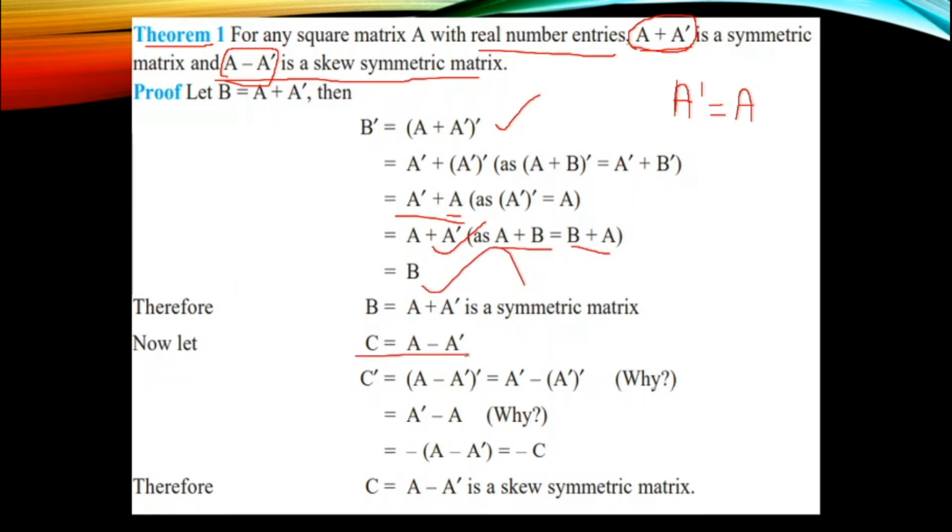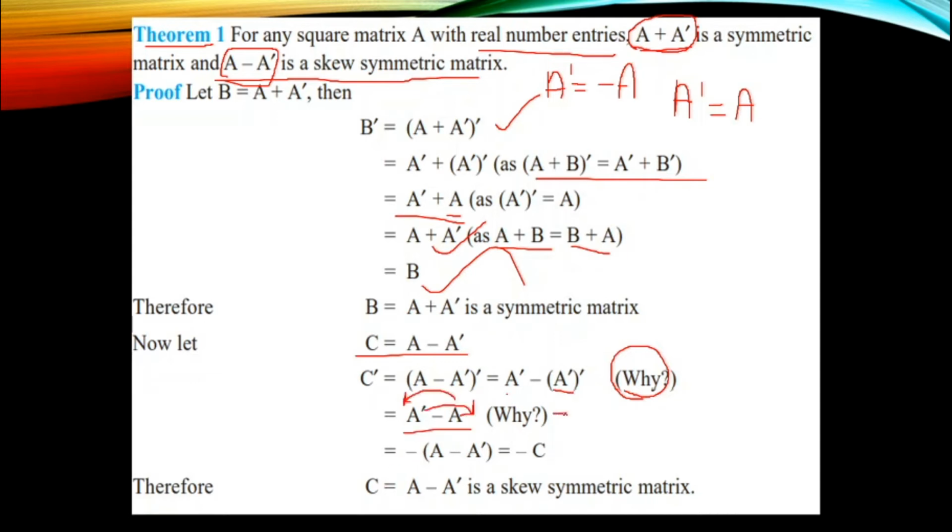Next, C is equal to A minus A dash. We know that when it is skew symmetric, according to definition, A dash equal to negative A, right? So what you will do in this case, you will be taking the whole dash of this and you should get negative of this one. We'll see how it is. So let C is equal to A minus A dash. So we are taking the transpose of C. That means A minus A dash whole dash equal to A dash minus A dash whole dash. Is it clear? A minus B whole dash is A dash minus B dash. Next, A dash minus A dash whole dash is nothing but A.